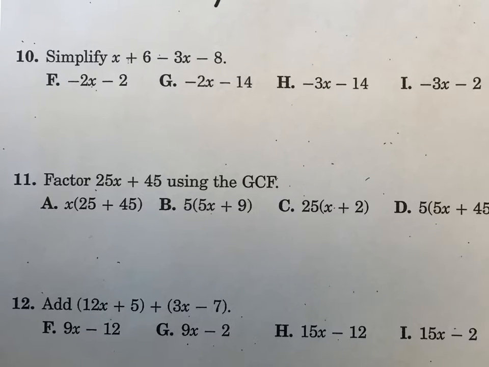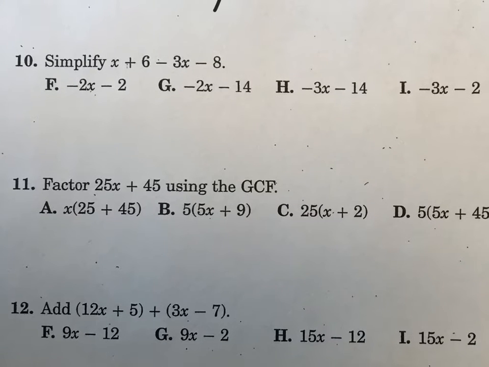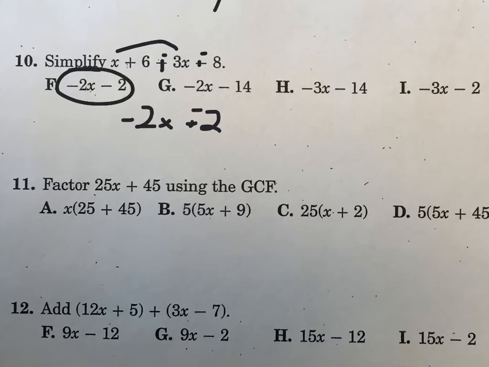For number 10, I'm just simplifying. Again, combining like terms, I'll take the negatives to subtraction and change them to addition. So plus a negative. So 6 minus 3x is the same as 6 plus negative 3x. And negative 3x minus 8 is the same as negative 3x plus negative 8. Then I would just combine the terms. So I get negative 2x plus negative 2, which is the same as negative 2x minus 2.